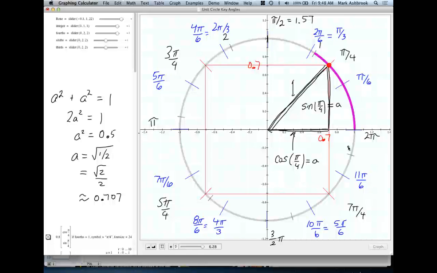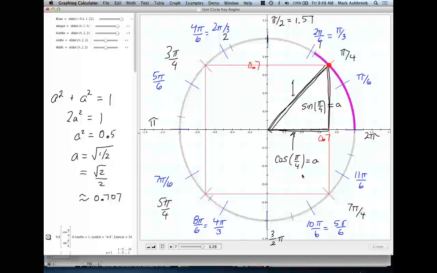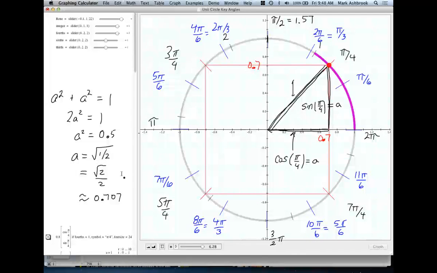All right? What's the sine of 7 pi over 4? Negative radical 2 over 2. So all these coordinates have the same magnitude of radical 2 over 2. All you got to do is decide if it's positive or negative based on is it above, below, left, or right.